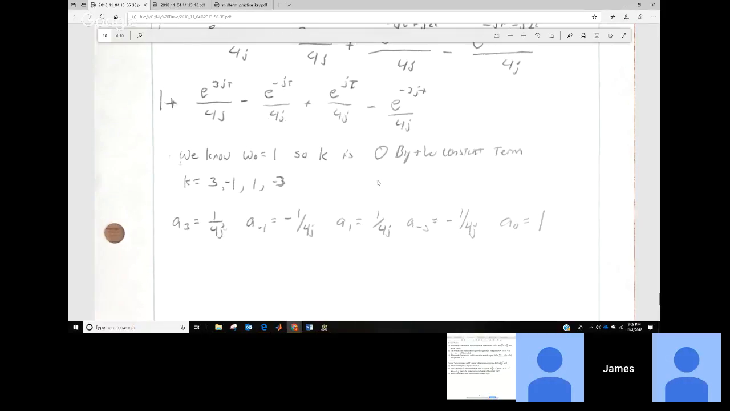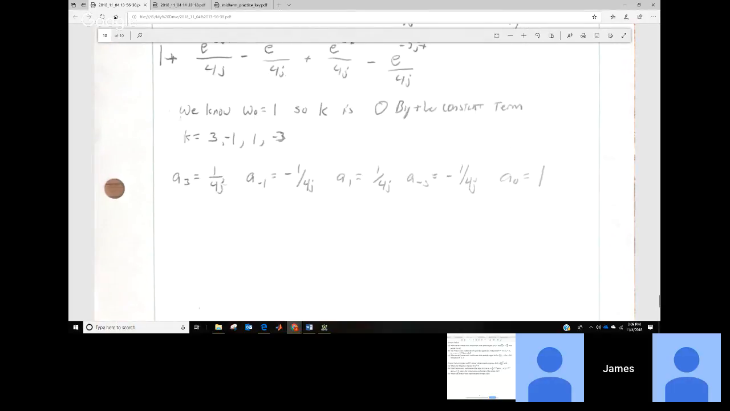And that's pretty much 7. The cool thing about this is it lets us do convolution, which 8 and 9 touch on a lot more, without having to do convolution integrals. So that's it for 7. Any questions? Anybody have any questions on 7?